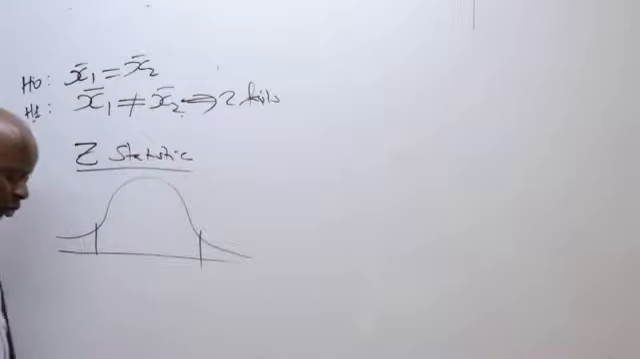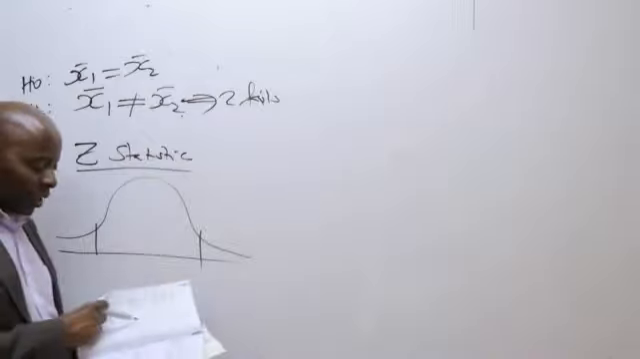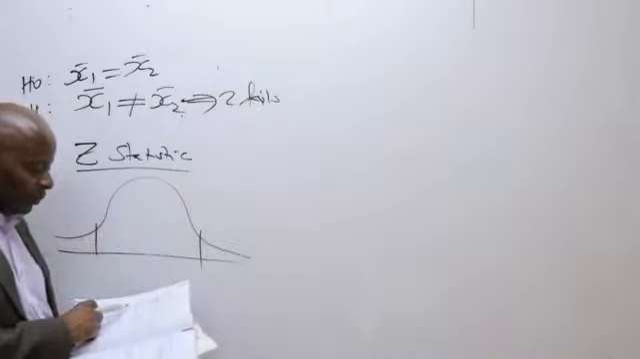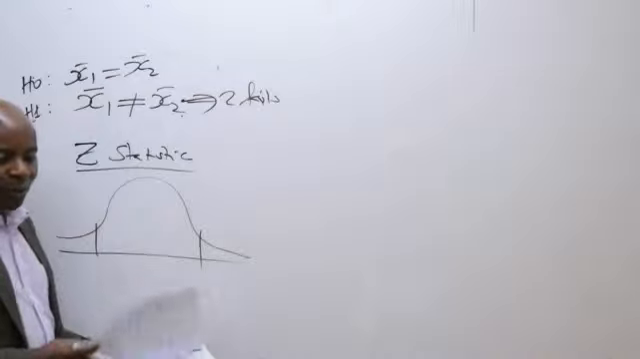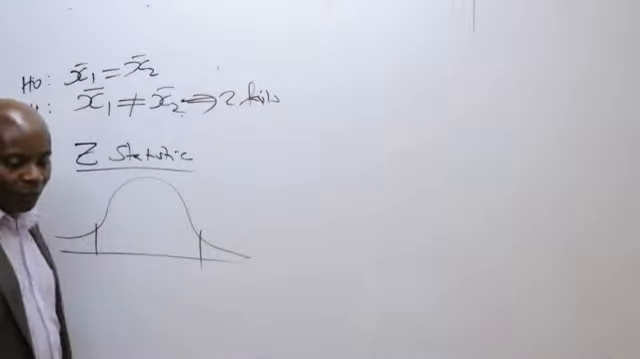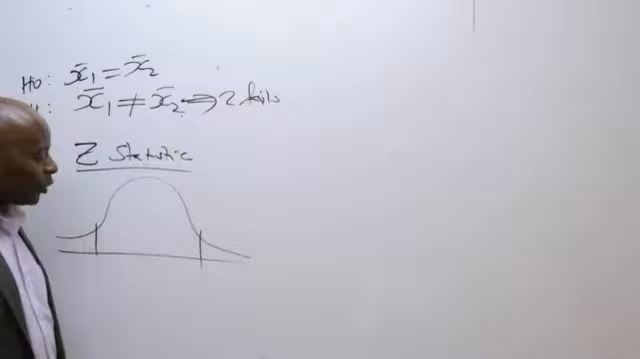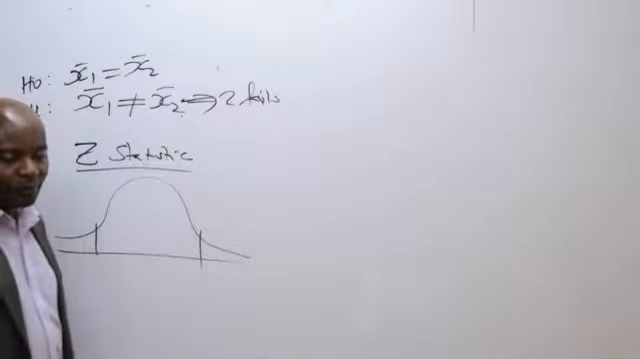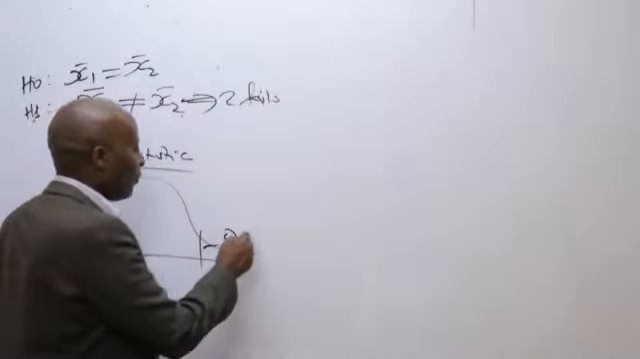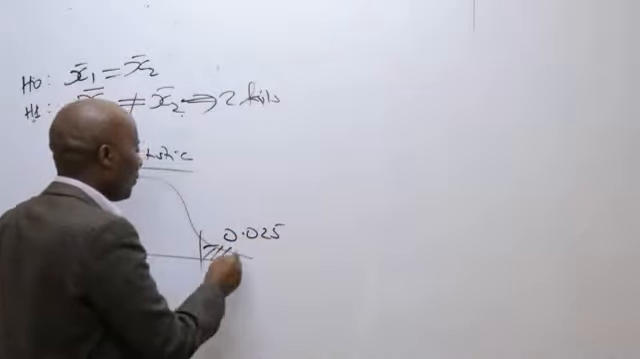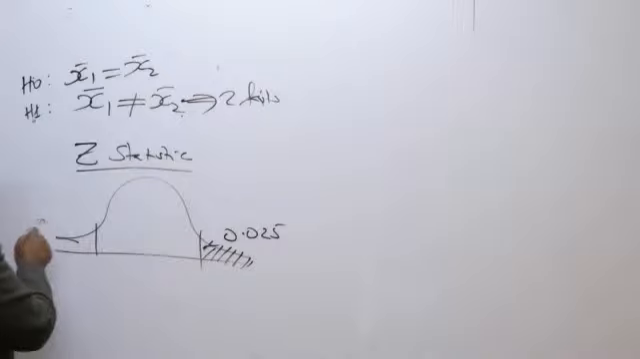0.05 divided by 2, what do we have there? Somebody please help me. 0.05, the level of significance, divided by 2, that will give me what figure? 0.025. And of course this other area will be 0.025.